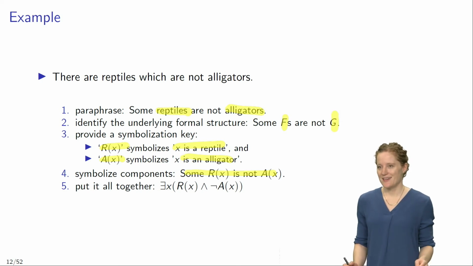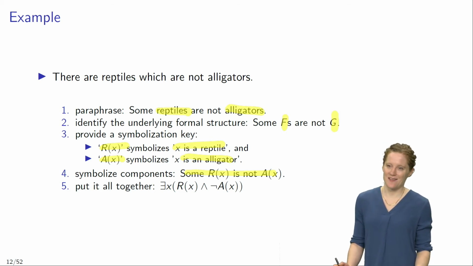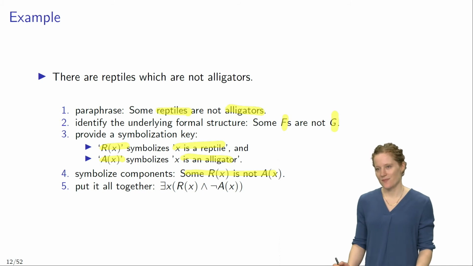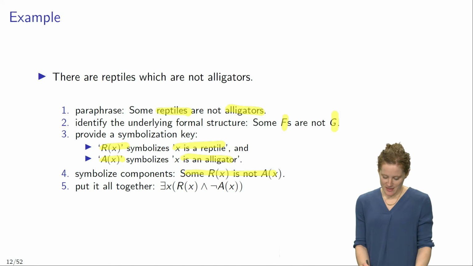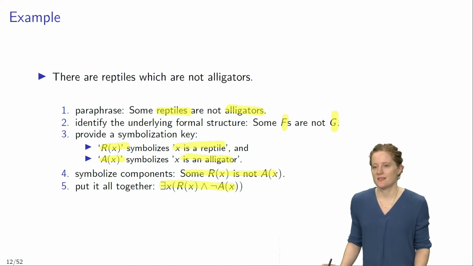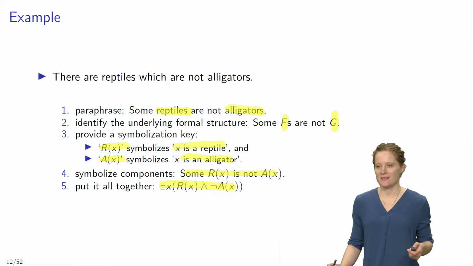I know that I can symbolize sentences of the form some F's are G by means of the formal sentence there is an x such that Fx and Gx. And so I can symbolize our sentence some reptiles are not alligators by means of the quantified sentence there is an x such that Rx and not Ax. And that's it. So here we are done. That was our example for how you can symbolize more complex English sentences in FOL.